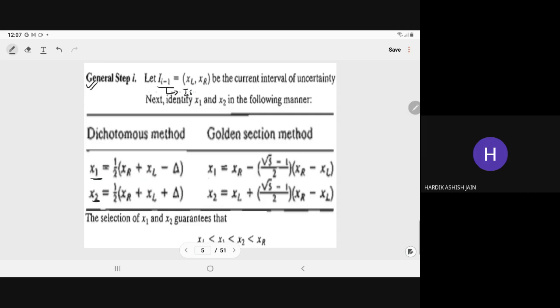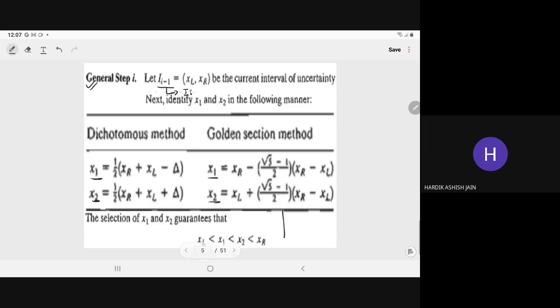In golden section we have the formula of x1 as xr minus (root 5 minus 1)/2 into (xr minus xl), and here x2 is xl plus (root 5 minus 1)/2 into (xr minus xl). What are x1 and x2?